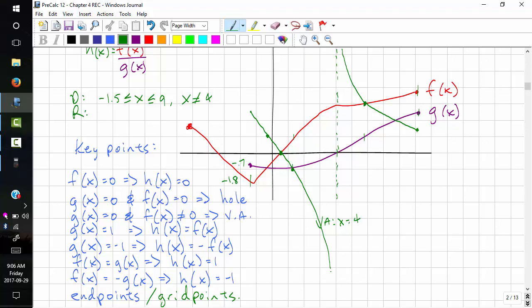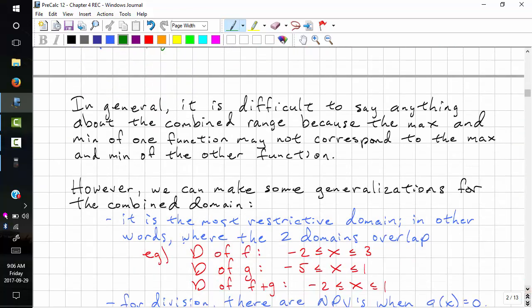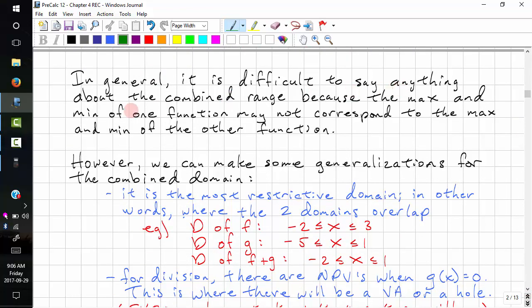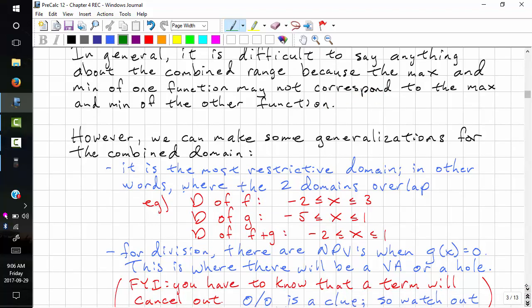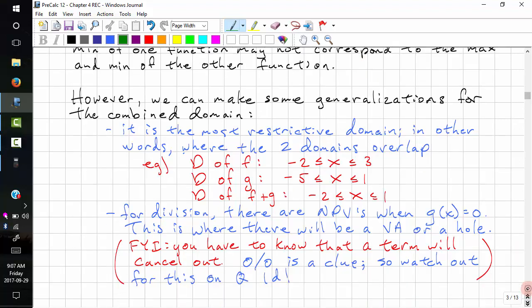And we can determine the range now. It's all reals, because this goes to infinity, and this goes to negative infinity, and they overlap, so there's no gaps. So in general, it's difficult to say anything about the combined range, because the max and min of one function may not correspond to the max and min of the other function. So if it's really hard, just graph it and find your range, or you can use your calculator to estimate. But we can make some generalizations for the combined domain. It's the most restrictive. So where the two domains overlap.